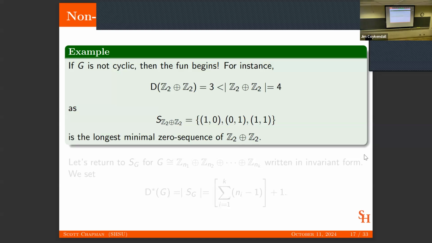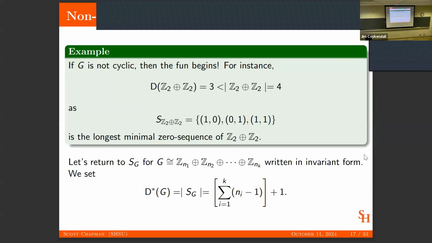What happens? Well, pick an element. I'll just arbitrarily pick (1,0). You can't pick it again. Why? Then that would be a 0 sequence. So you've got to pick something else. Let's take (0,1). Well, you can't pick (0,1) again because that would be a 0 sequence. So you've got 1 element left. Pick it, and that's a 0 sequence. So the Davenport constant of the Klein-4 group is 3 instead of 4. That's the longest minimal zero sequence in the group Z2 plus Z2.